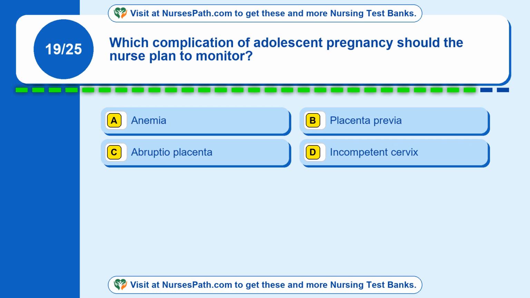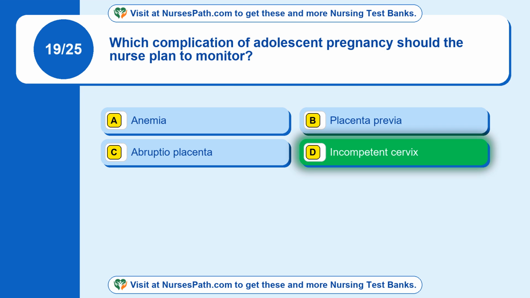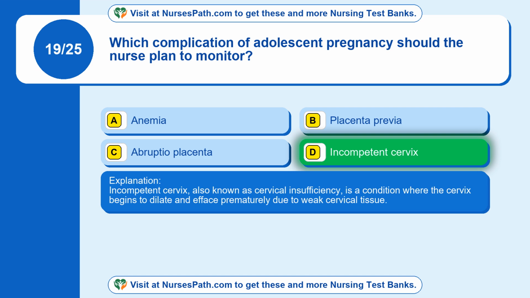Question 19. Which complication of adolescent pregnancy should the nurse plan to monitor? Option A. Anemia. Option B. Placenta previa. Option C. Abruptio placenta. Option D. Incompetent cervix. The correct answer is option D. Incompetent cervix. Incompetent cervix, also known as cervical insufficiency, is a condition where the cervix begins to dilate and efface prematurely due to weak cervical tissue.